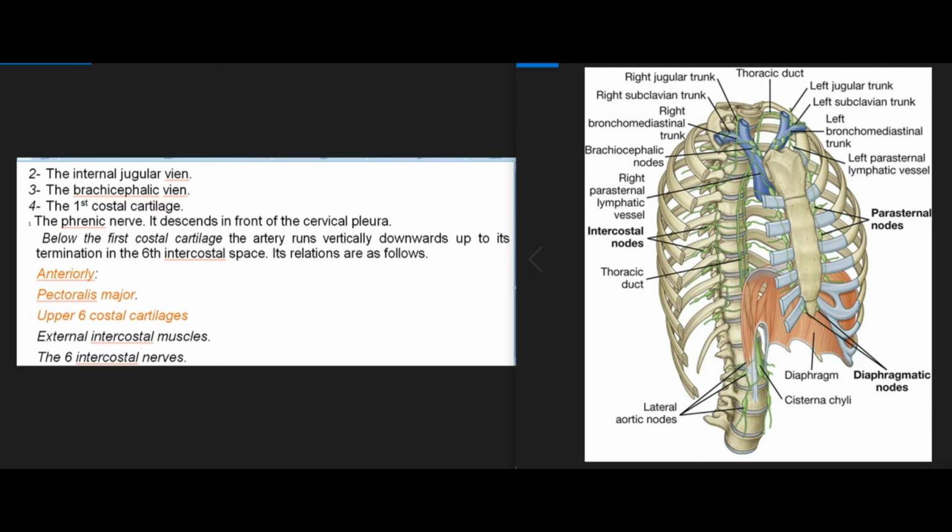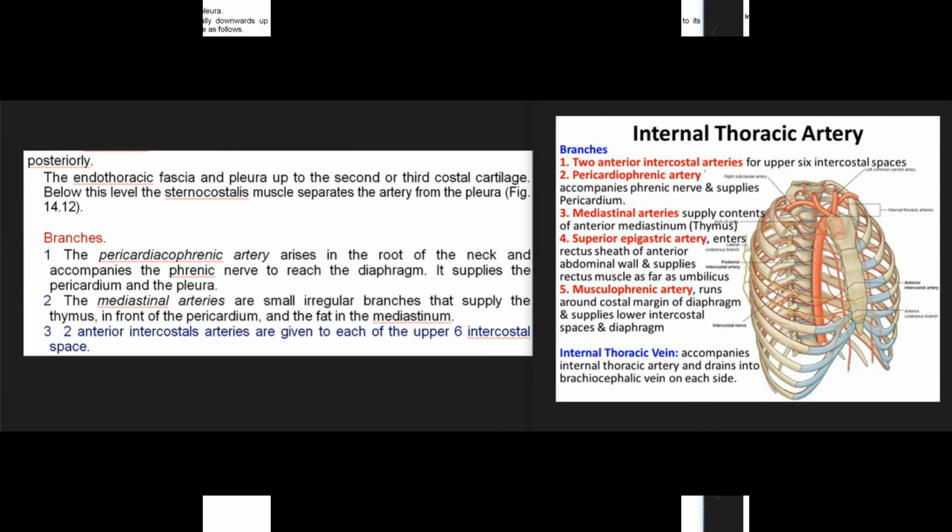Below the first costal cartilage the artery runs vertically downwards up to its termination in the 6th intercostal space. Its relations are as follows. Anteriorly: pectoralis major, upper 6 costal cartilages, external intercostal muscles, the 6 intercostal nerves. Posteriorly: the endothoracic fascia and pleura up to the 2nd or 3rd costal cartilage. Below this level the sternocostalis muscle separates the artery from the pleura, Fig 14.12.